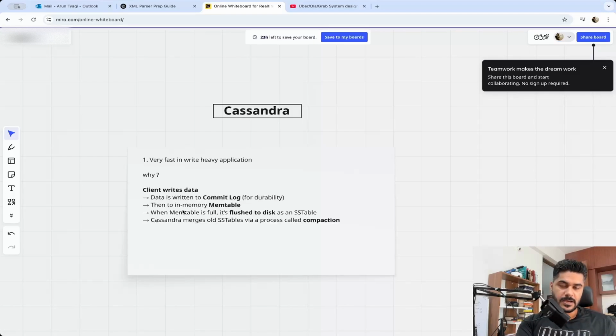Then after it, the data is written into an in-memory data structure, and that is called a memory table or a memtable. You can think of it as having a key and a value. The value is nothing but further key value pairs, where the key will be the column name and the value will be the value of that.